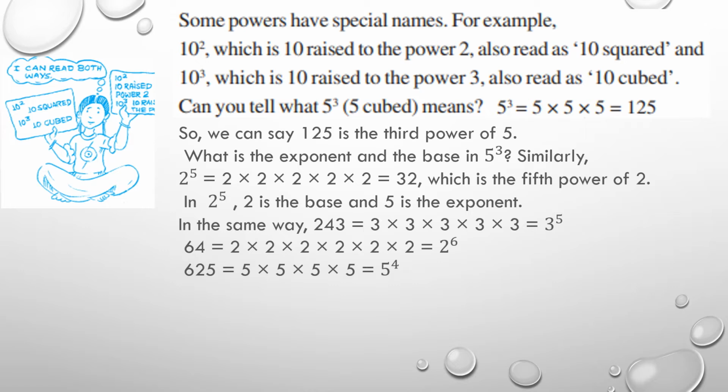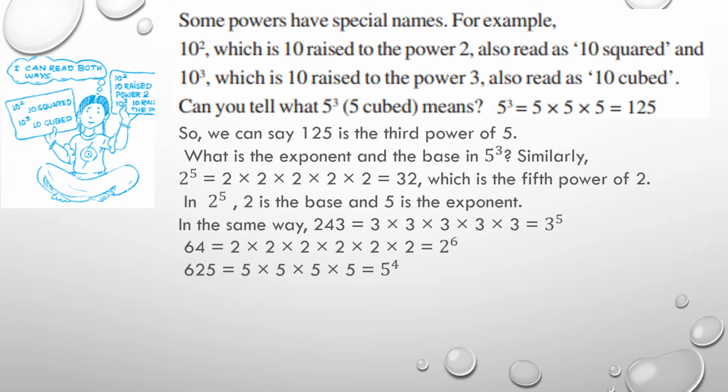Similarly, 2 raised to 5 is equal to 2 into 2 into 2 into 2 into 2. That is, the base 2 is multiplied 5 times and that is equal to 32, which is the fifth power of 2. In 2 raised to 5, 2 is the base and 5 is the exponent. In the same way, 243 can be expressed as 3 raised to 5. 64 can be expressed as 2 raised to 6. Similarly, 625 can be expressed as 5 raised to 4.